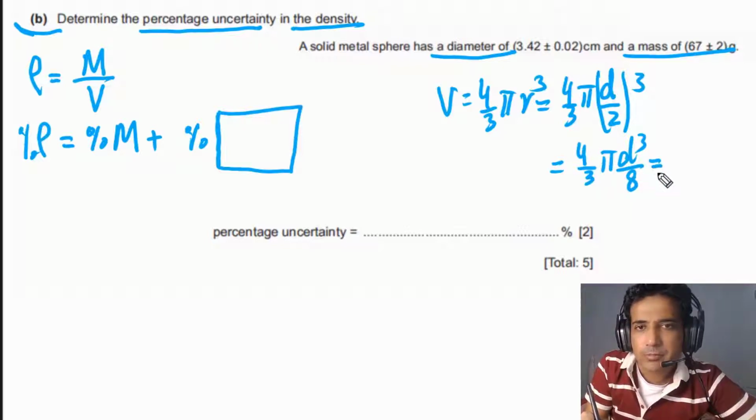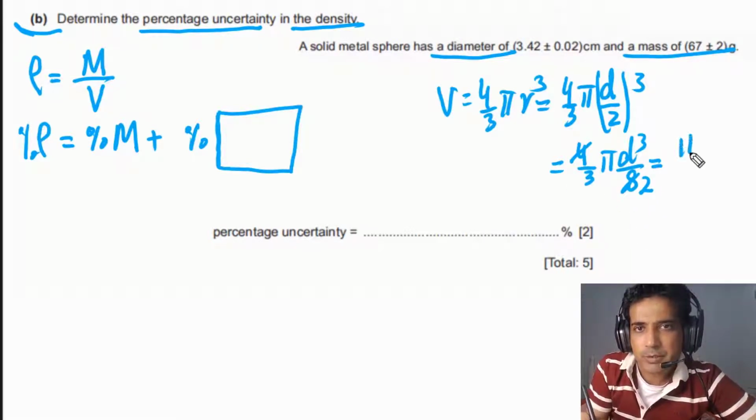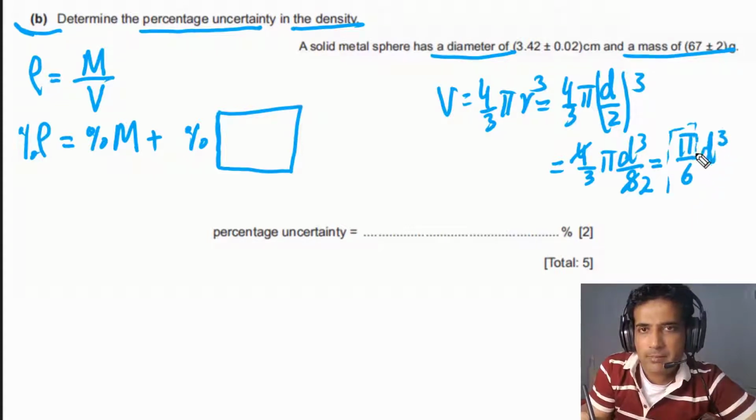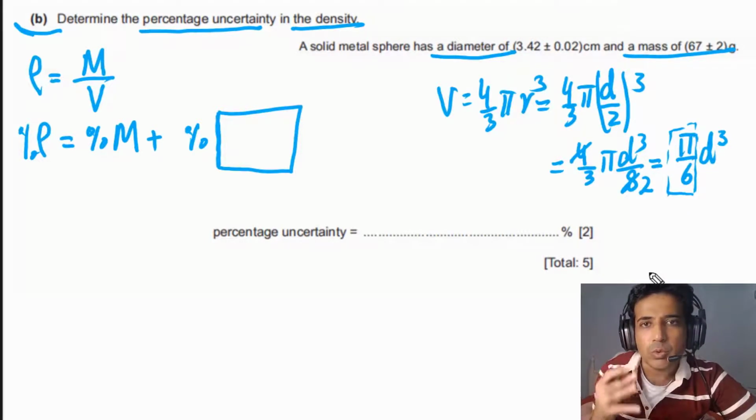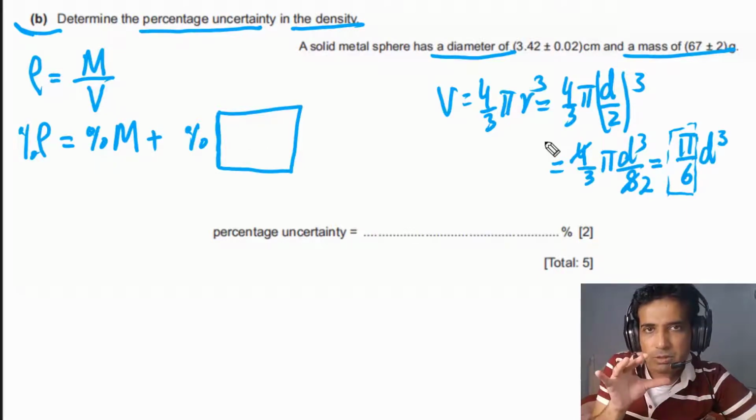We can further simplify this. We can cancel this 4, and here we will get 2. Simply, we divide 8 by 2 and cancel 4. So we are left with pi/6 times d cubed. Pi is a constant and 6 is also a constant, so there is no uncertainty in constants. It simply means that we need to consider the percentage uncertainty in diameter.